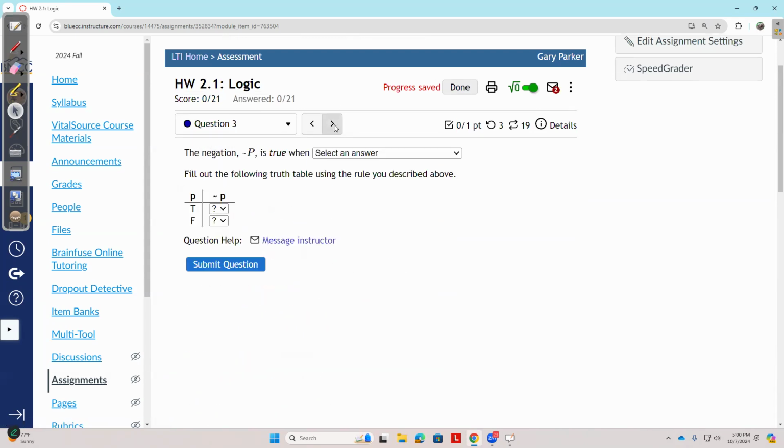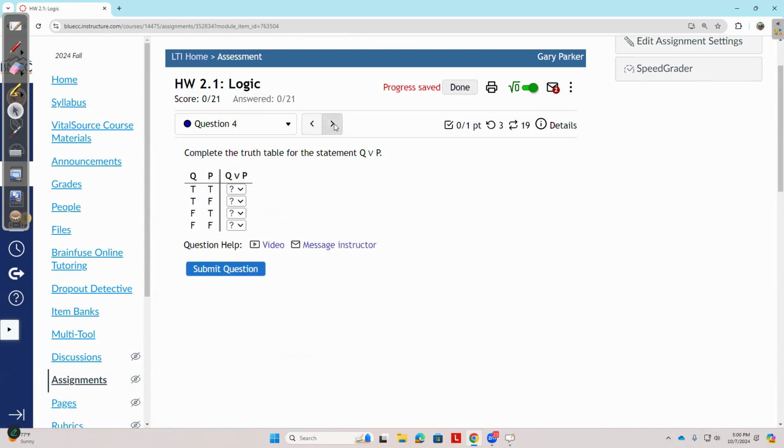Let's see. We did, that one is the or, that one's the and. This one is an and with a not. Okay, this one is as complicated as it gets. You guys got lucky.